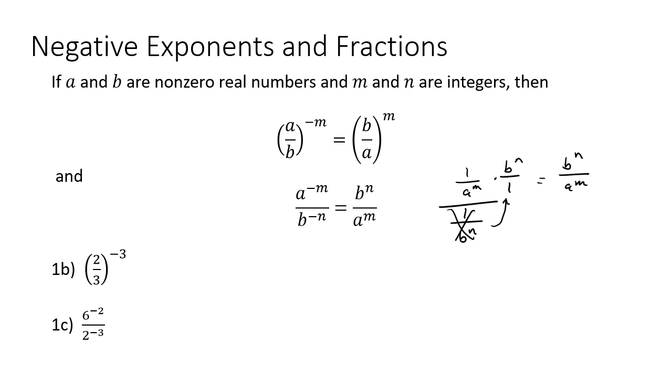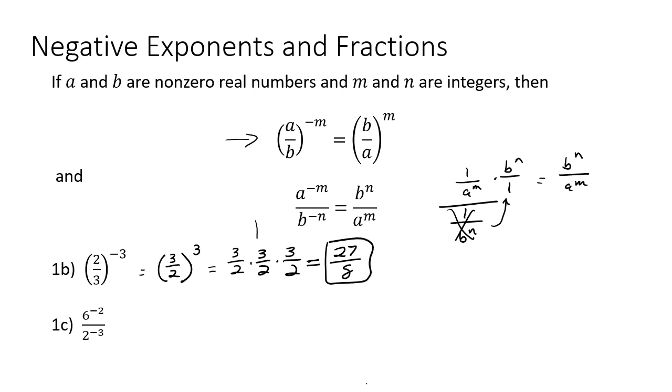And so now let's revisit parts 1b and c with these new properties and see how it makes our problems a little bit faster. So in 1b, we had 2/3 to the negative third power. So by this new property up top, that would be the same as the reciprocal 3/2 to the positive third power. So 3/2 times 3/2 times 3/2, which would give us 27 over 8. And we can even speed up that process when we get to another property a little bit later on in the section.